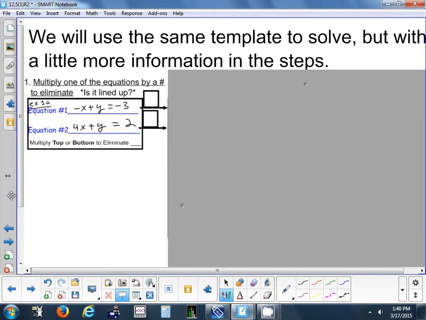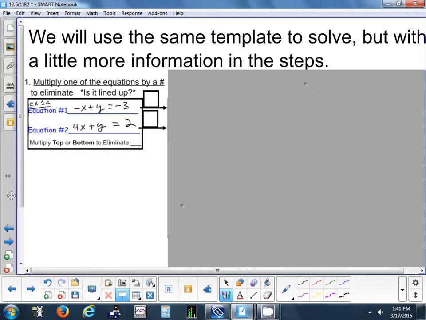Now, yesterday, on the boxes from yesterday, we didn't have this: multiply top or bottom to eliminate. That's the first question you're going to ask yourself, right? Like it says up here, on the lines above that first box, we're going to multiply one of the equations by a number to eliminate. Today, we're only going to multiply in one of the equations. Sometimes it might be the top, sometimes it might be the bottom, depending on what you're given. All right, you have to make that decision.